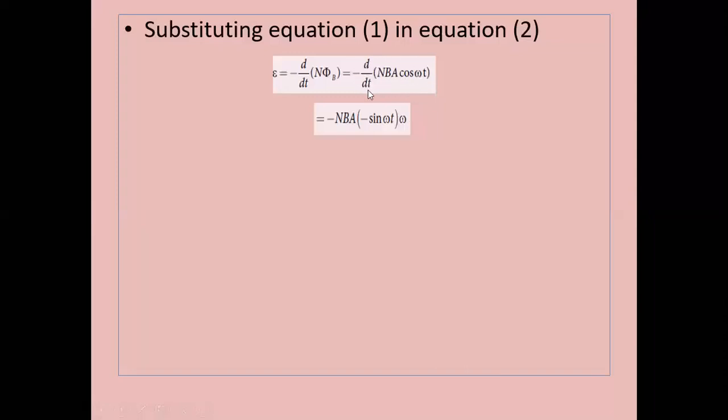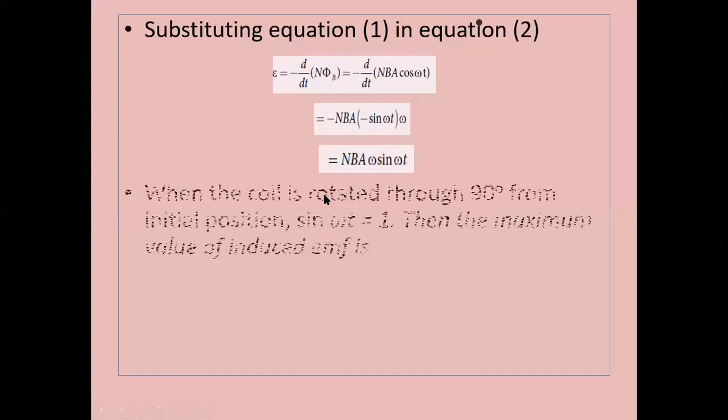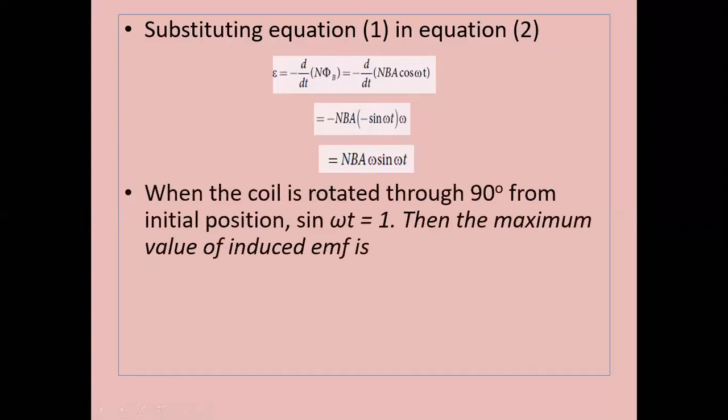So minus d by dt of NBA cos omega t. NBA is a constant, taking it outside. The differential of cos omega t is minus sin omega t. The differential of omega t is omega. So this can be written as, minus and minus become plus, NBA omega sin omega t. This is the value of the induced EMF. Now, when the coil is rotated 90 degrees from its initial position, the coil is at a perpendicular position. So what is the value of omega t? Sin 90. Sin 90 is 1.